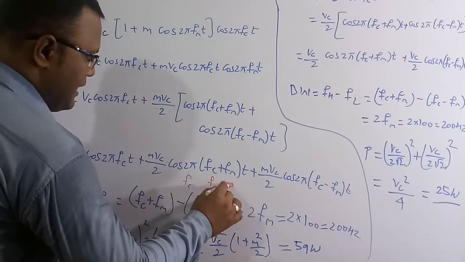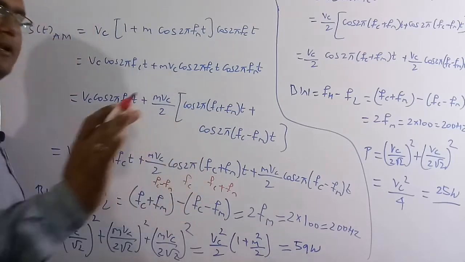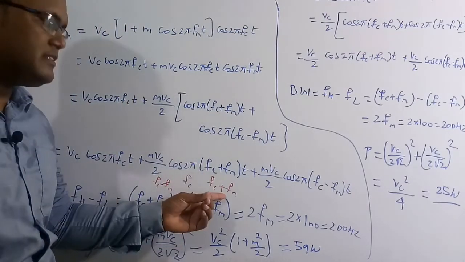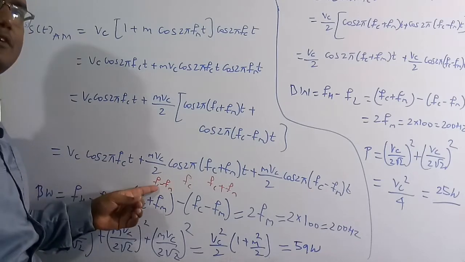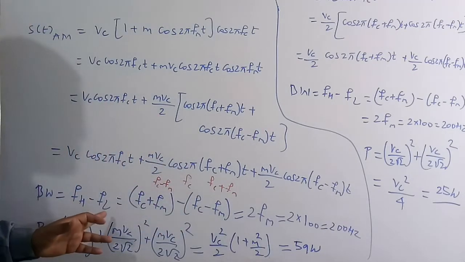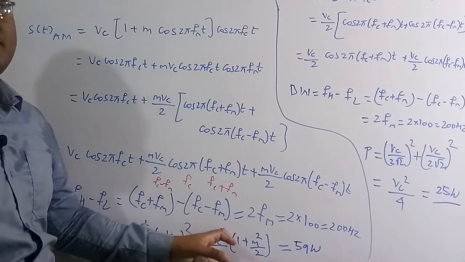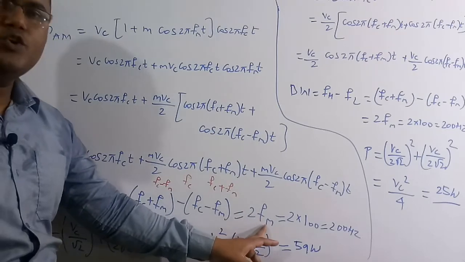fc plus fm and fc minus fm, these are the three frequencies which are present in the AM. But if you see carefully, the highest frequency is fc plus fm and the lowest frequency is fc minus fm. So bandwidth is nothing but highest frequency minus lowest frequency. Highest frequency is fc plus fm and the lowest frequency is fc minus fm. And if you do subtraction we are going to get 2fm.